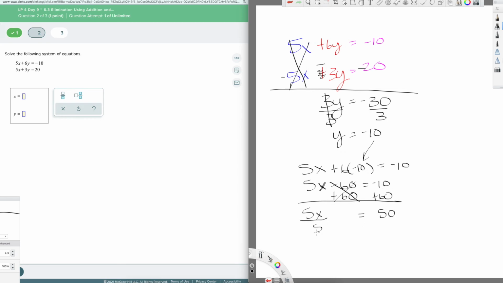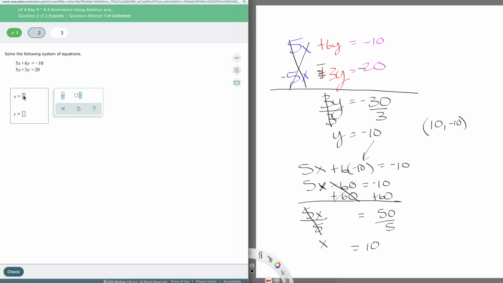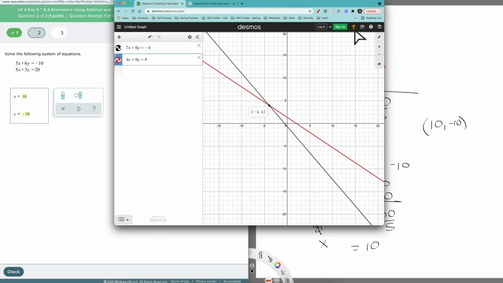And my last step here is to do my division, because I want to cancel out the 5s. 5 divided by 5 becomes 1. 50 divided by 5 becomes 10. So this would be another coordinate. I'd have 10, -10.